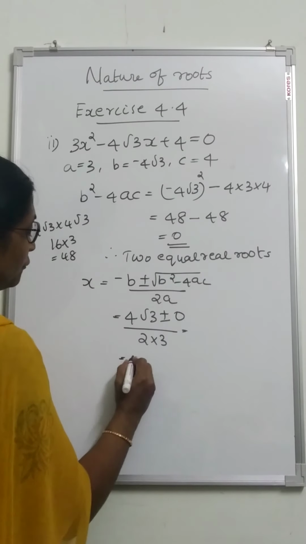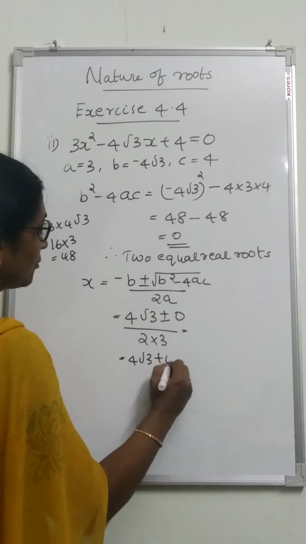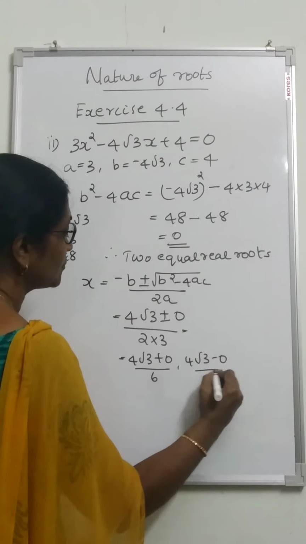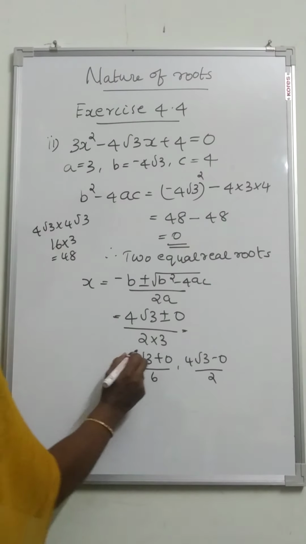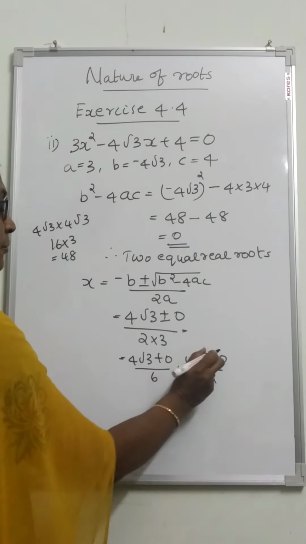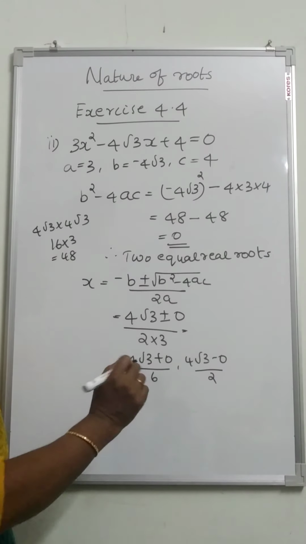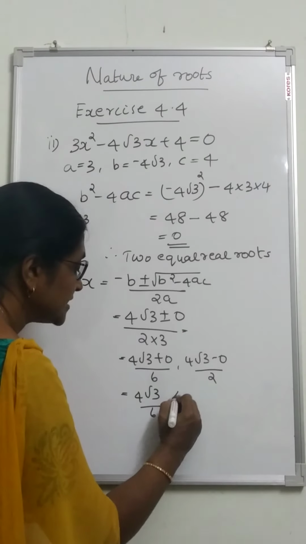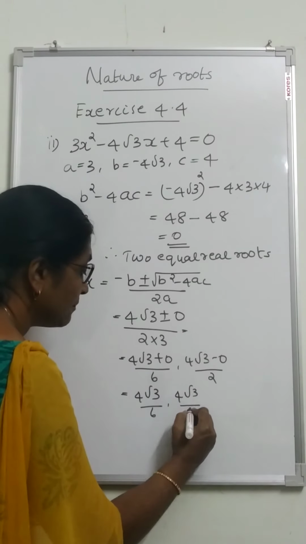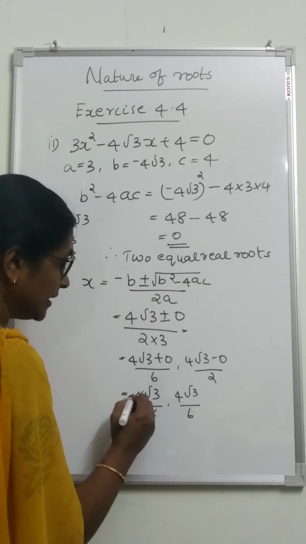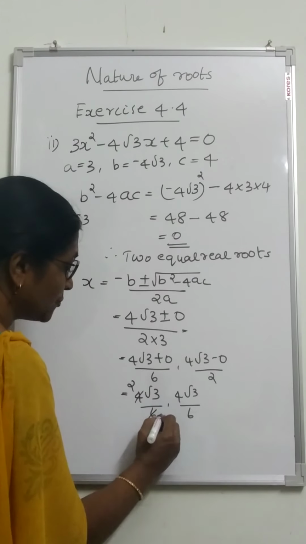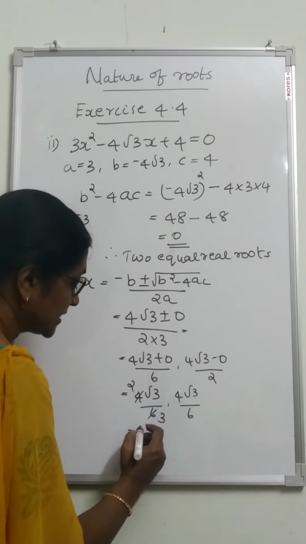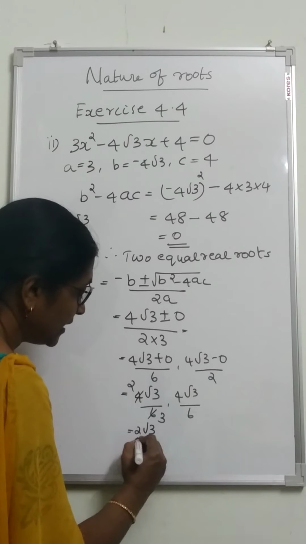That is 4 root 3 plus 0 by 6 first root, 4 root 3 minus 0 by 6 second root. 4 root 3 plus 0, 4 root 3 itself. 4 root 3 minus 0 is 4 root 3 itself. Okay. Then the roots are 4 root 3 by 6 first one and second one is also 4 root 3 by 6. Here 4 and 6 cancel. Here 2 and 3. Then root 3 and 3 cancelled. 2 root 3 by 3.